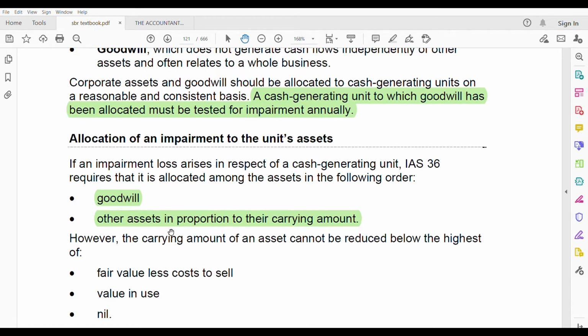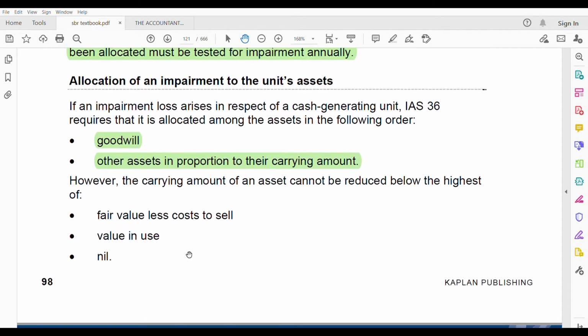However, the carrying amount of an asset cannot be reduced below the highest of the following. Remember, that is the maximum value you can reduce to. The maximum could be this, or this. What is it? Fair value less cost to sell. Maybe this is the highest, so you can reduce up to this. Or value in use. Or nil. So this means it will never become negative. It will always be a positive figure. Zero is the minimum amount.